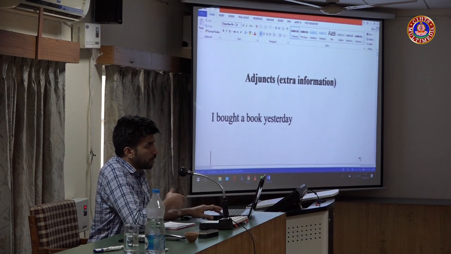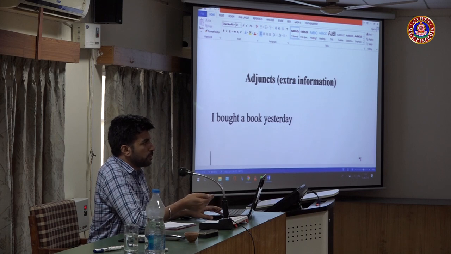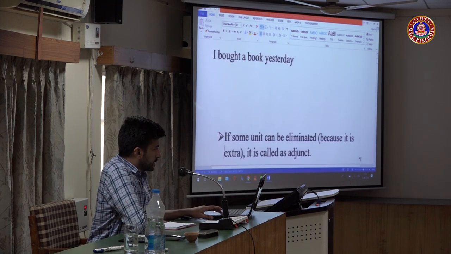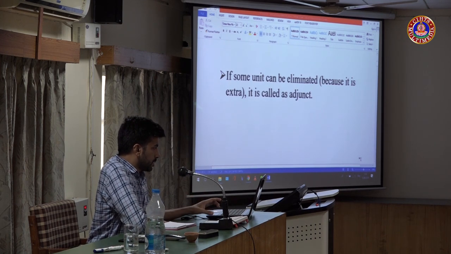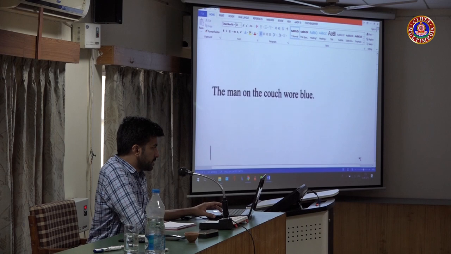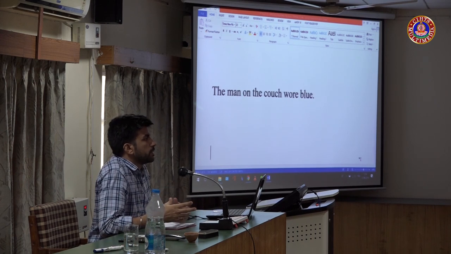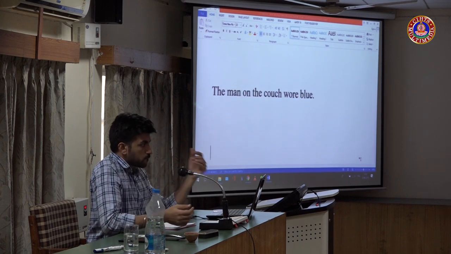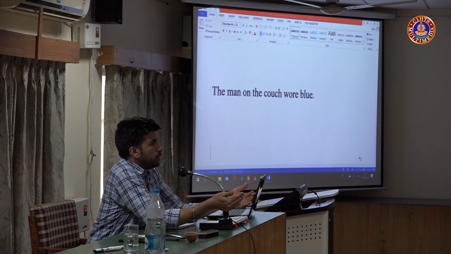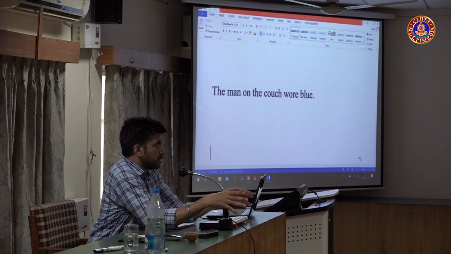Now adjuncts can be of some types. Again, sentence adjunct structure is also important because of optional units. If some unit can be eliminated from the sentence, we call it an adjunct. Look at this sentence: "The man on the couch wore blue." What do you think is the adjunct? An adjunct is again a phrase, but one which is added as extra information. Because if you delete it, the sentence should still be a valid one.